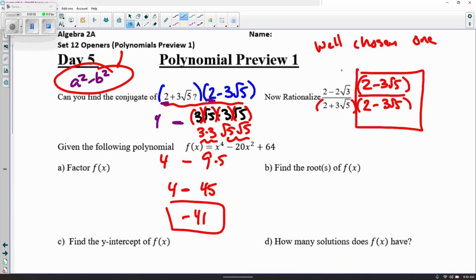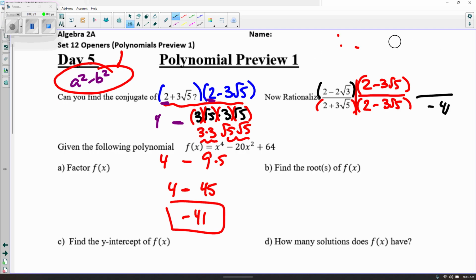All right, so we have to multiply this together. On the bottom, we know it ends up being a negative 41. On top, I have to multiply this whole thing times this whole thing. Now, Peyton, that is a mess. But we can do it one step at a time, okay? And I think you can get it. So the first thing I'm going to do is take the 2 and distribute the 2 there. So what's 2 times 2?